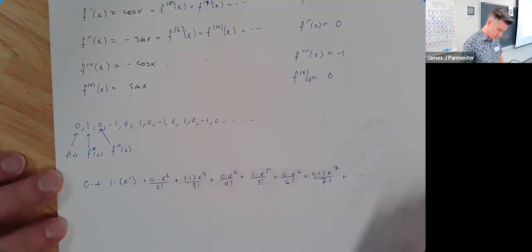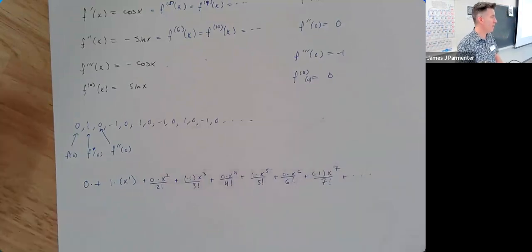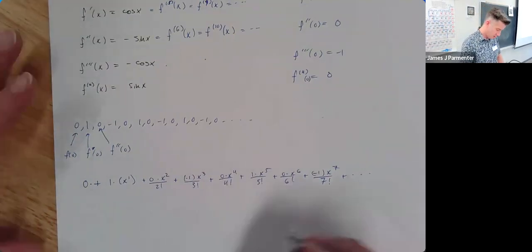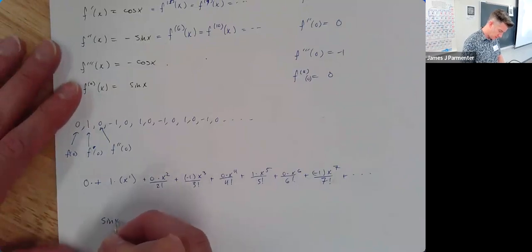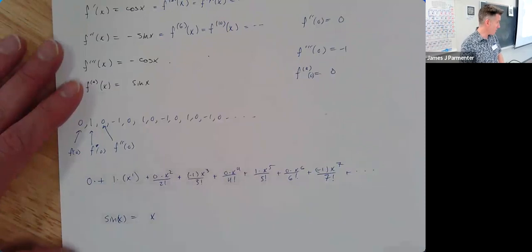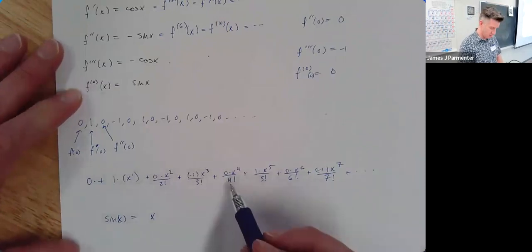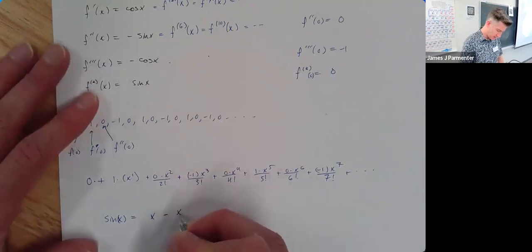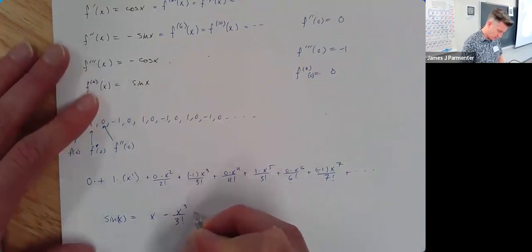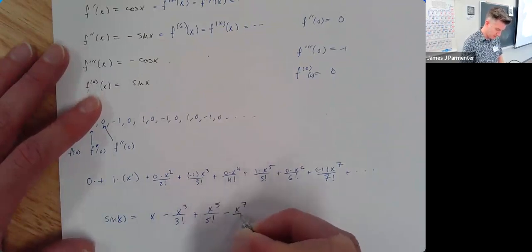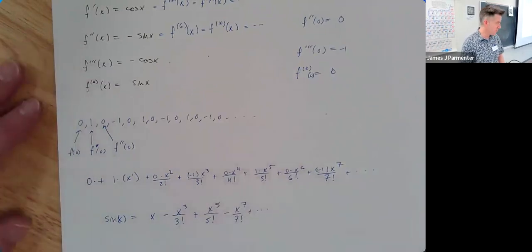So notably, what kind of powers do we only end up with? Odd powers. We only get odd powers in the Taylor polynomial for sine. The sine of x is equal to x, and then they alternate. Every other non-zero term is going to be positive or negative. So it's minus x cubed over 3 factorial plus x to the fifth over 5 factorial minus x to the seventh over 7 factorial, and so on and so on.